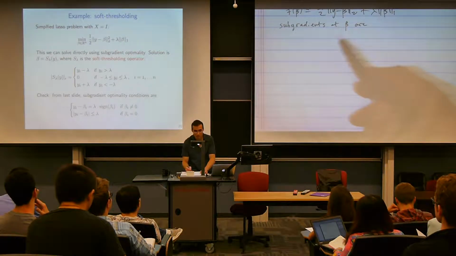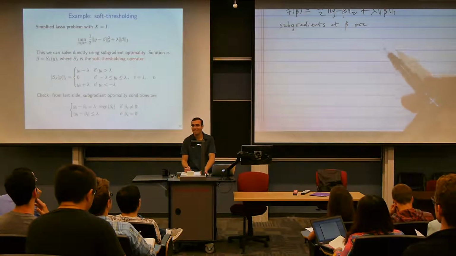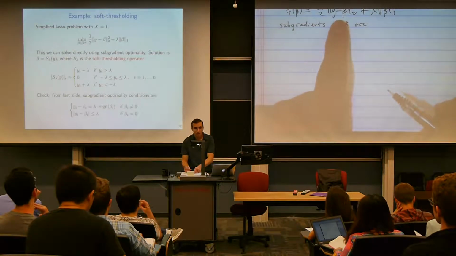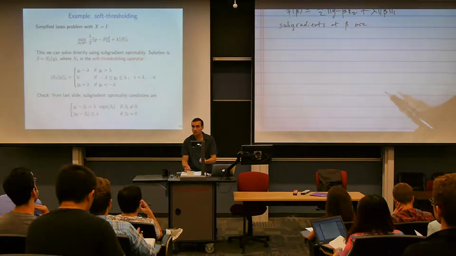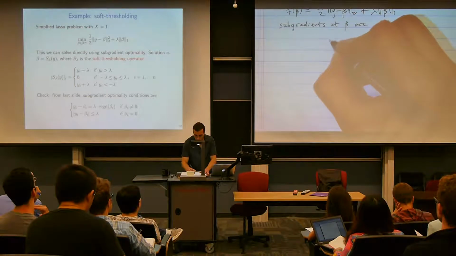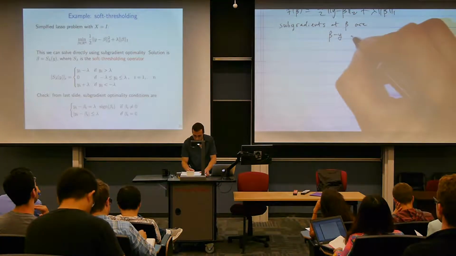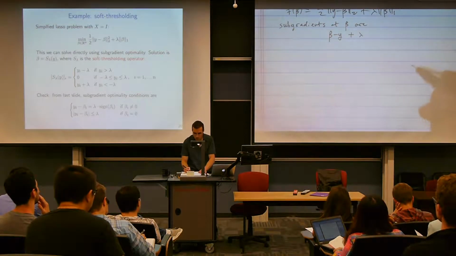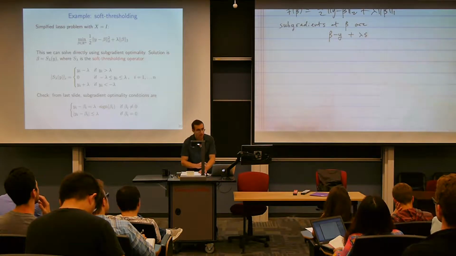So I know you guys know this. Somebody shout it out, please. So it's not y minus beta, but beta minus y, right? Plus lambda times a subgradient of the L1 norm at beta. We'll just call that S.